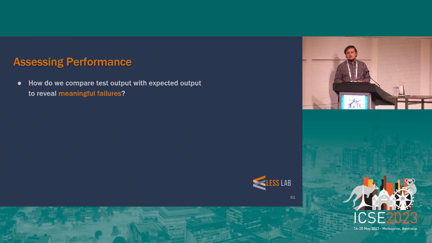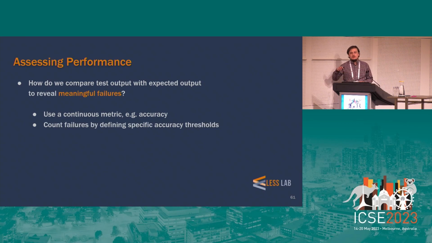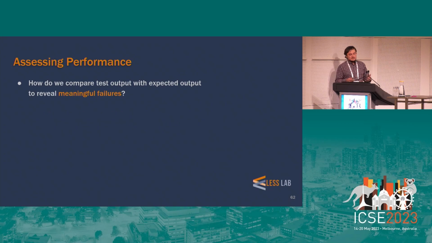In order to do this, we're going to pick out continuous metrics, such as accuracy, and then we're going to threshold how much accuracy drop we can have in order to show a level of failure. And this can be tuned for the types of failures that you're looking for. And so what does this look like?